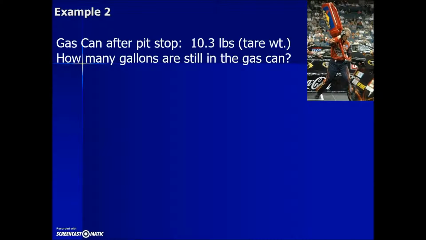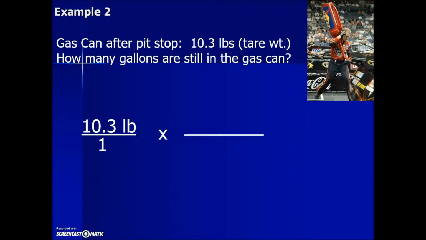In this second example, a gas can after a pit stop has 10.3 pounds. How many gallons are still in the gas can? So we are converting pounds to gallons. Our first step will be to write the given value as a fraction with 1 in the denominator. We need to look up the relationship between pounds and gallons.